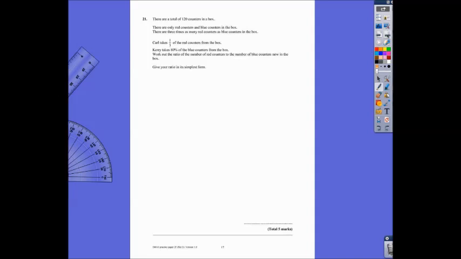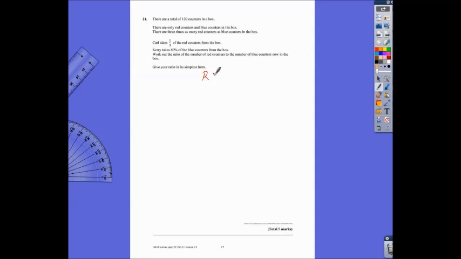Question 21. There are a total of 120 counters in a box. There are only red counters and blue counters, and there are 3 times as many red as there are blue. Carl takes a third of the red counters out. Kerry takes 80% of the blue counters from the box. Work out the ratio of red to blue and give it in your simplest form.